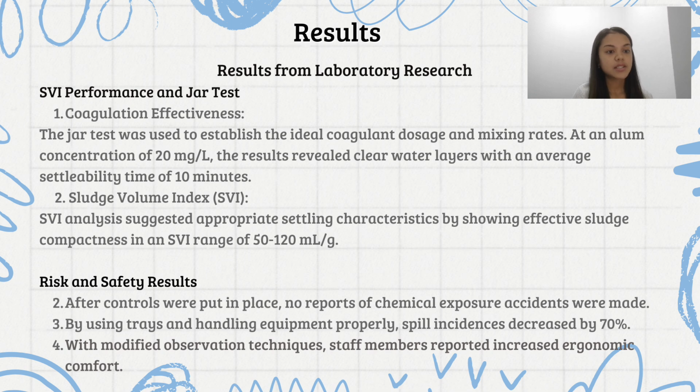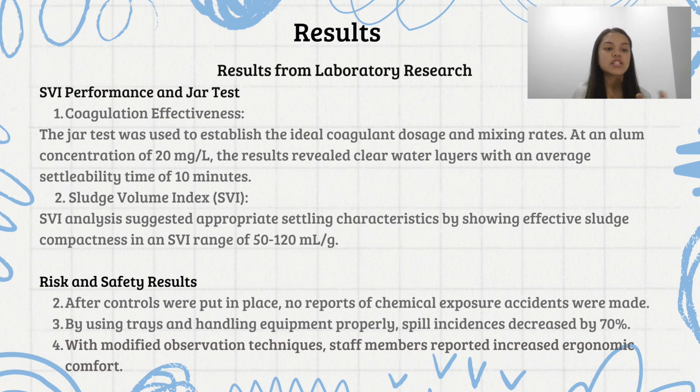And then the next one is the results from laboratory research. For the SVI performance and jar test, we have coagulation effectiveness. The jar test was used to stabilize the ideal coagulant dosage and mixing rates at an alum concentration of 20 per liter, and the results revealed clear water layers with an average settleability time of 10 minutes.